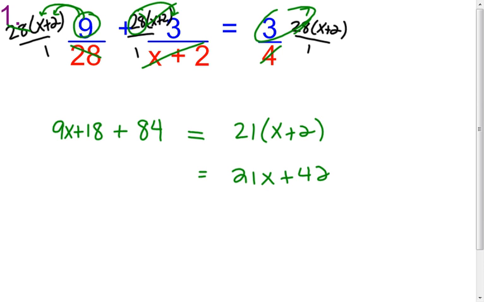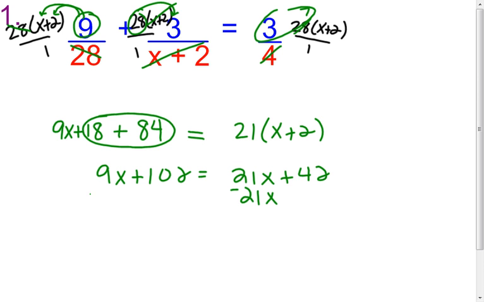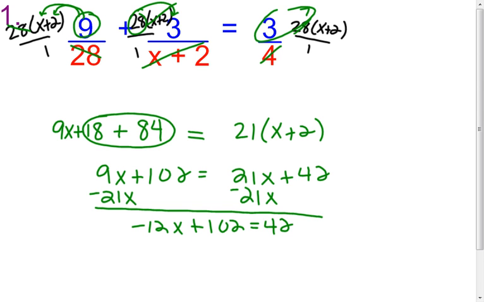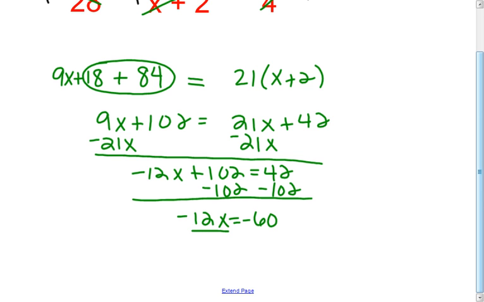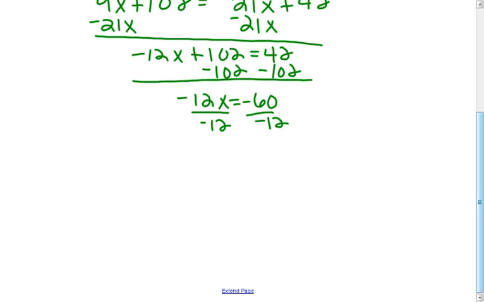Then on the left, of course, I will combine my 18 and my 84, and I will have 9x plus 102. And then from here, I'm just going to solve. So I will subtract 21x, and I will get negative 12x plus 102 equals 42. And then, of course, subtract 102. So negative 12x equals negative 60. Divide by negative 12. And x equals 5.